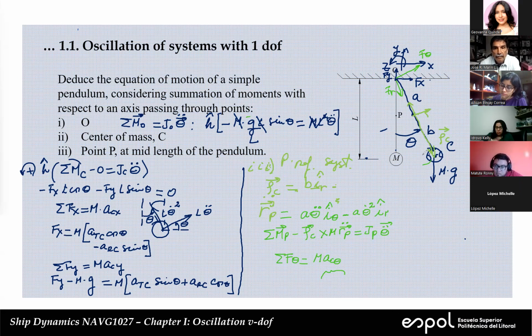ML squared over 12. No, that's the moment of inertia. In this case, it's the acceleration that I'm looking for. Only acceleration. This is the acceleration of the center of mass. This is the center of mass because the string has very low mass. So this is just L theta double dot.